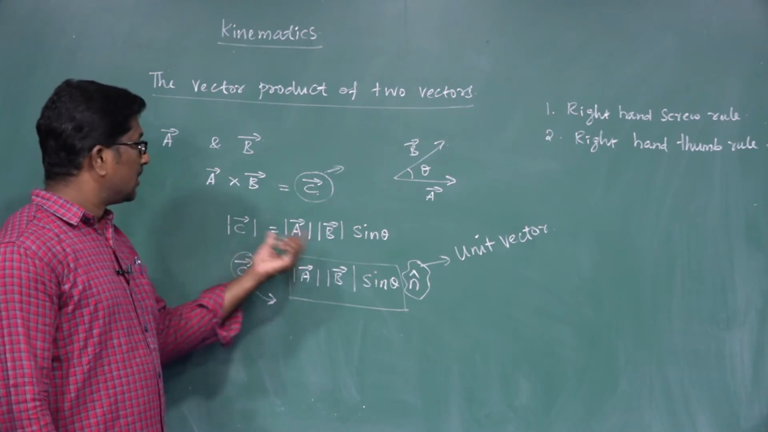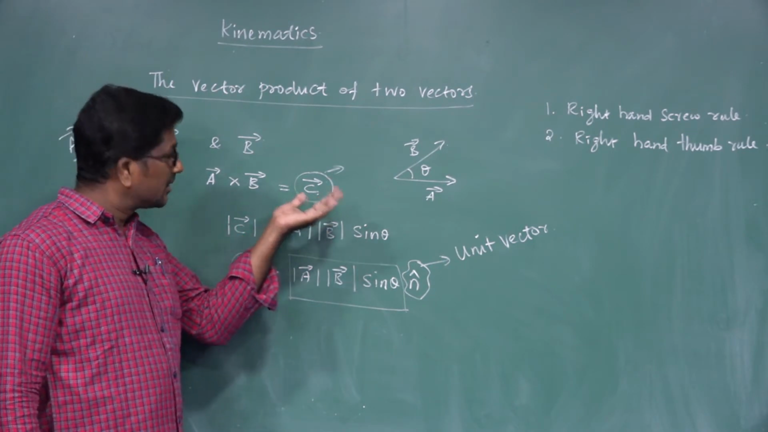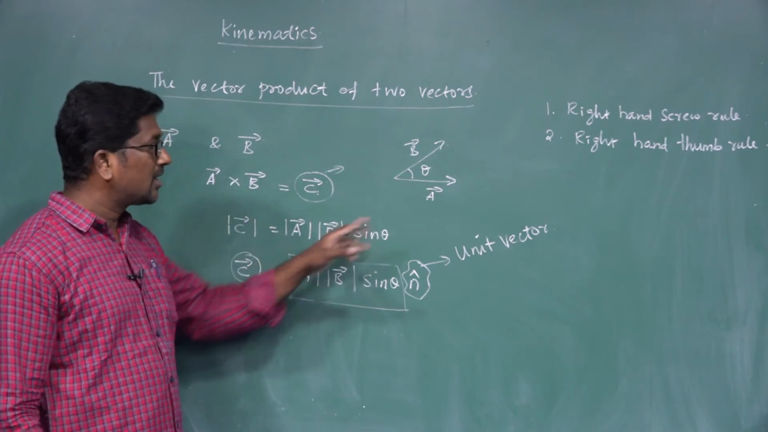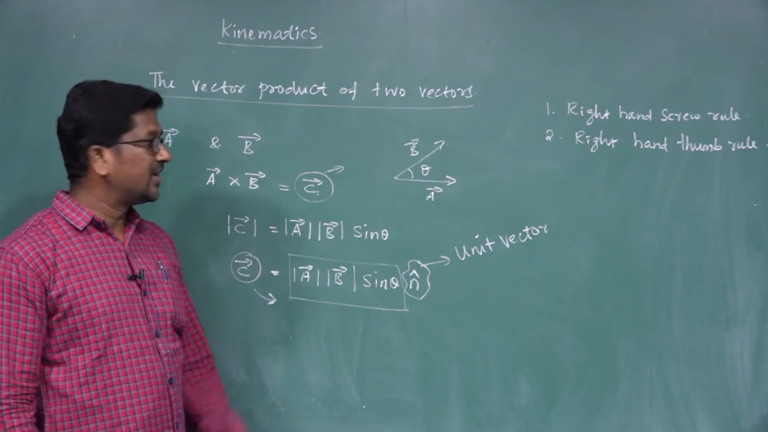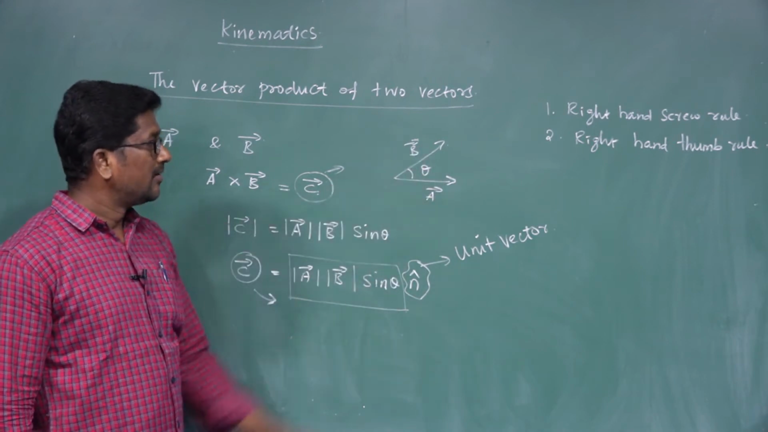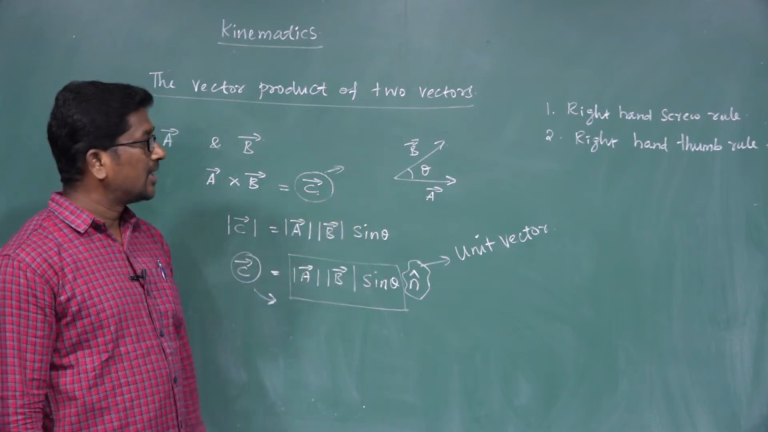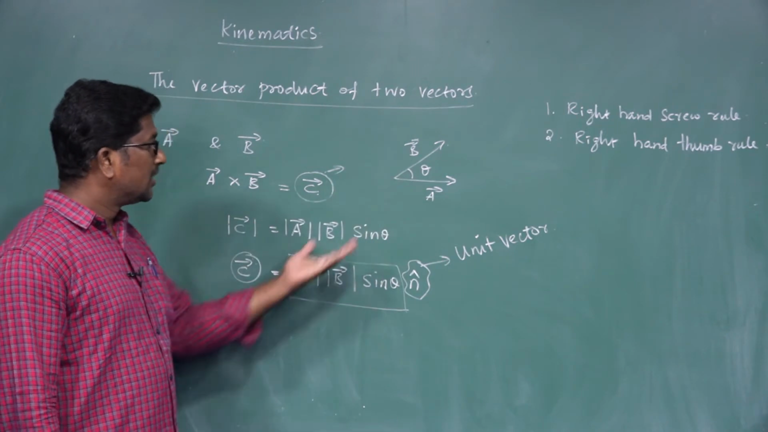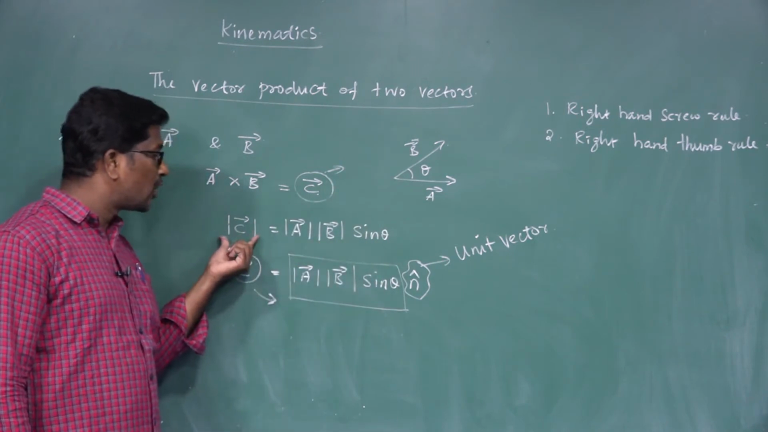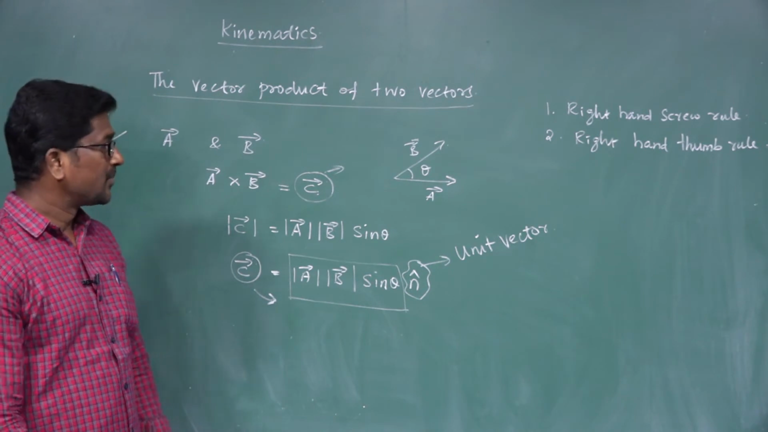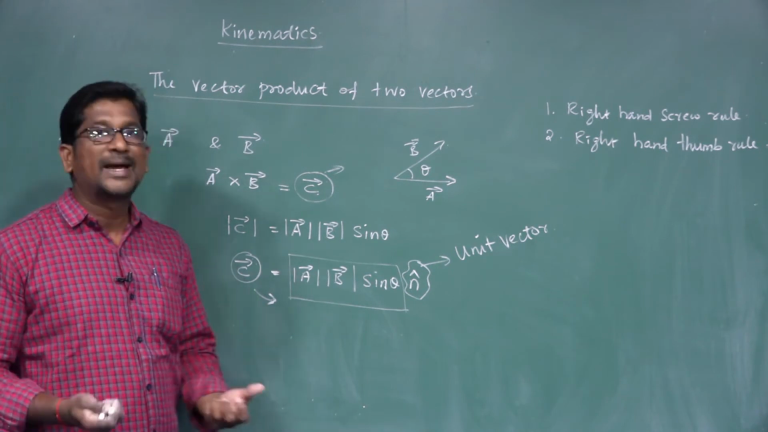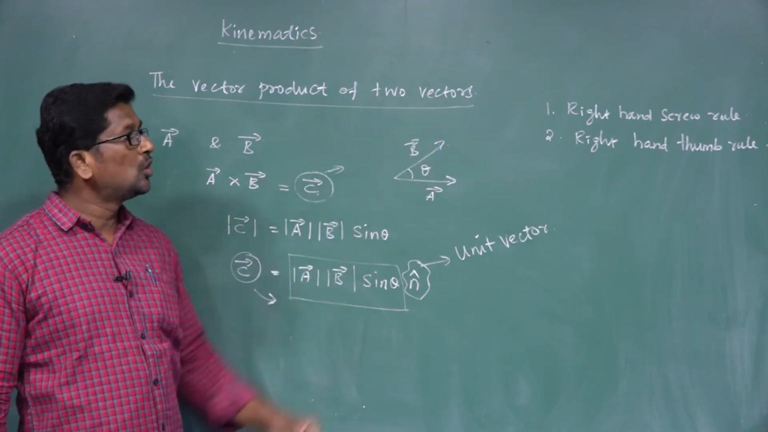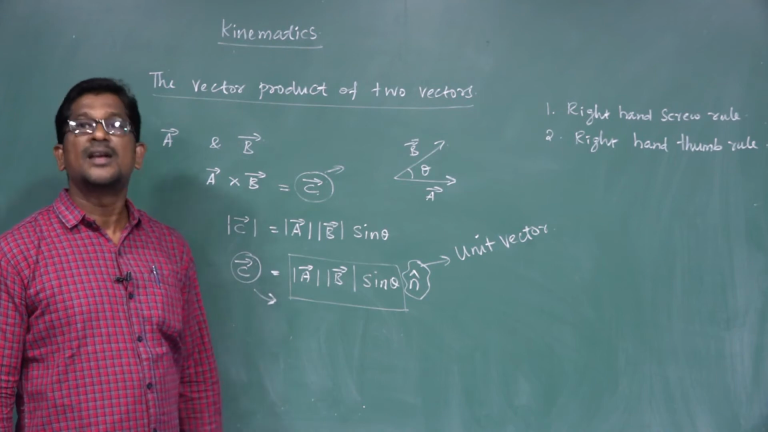Already I told you the magnitude of C vector can be determined if you know the magnitude of A vector, the magnitude of B vector, and the angle between A vector and B vector. If you know these three values, then we can calculate the magnitude of C vector. Then how can you determine the direction of C vector by using these two rules? What are the two rules? Right hand screw rule and the second one is right hand thumb rule.